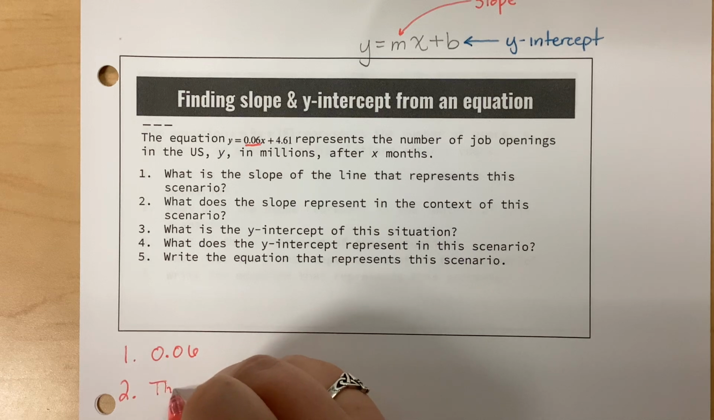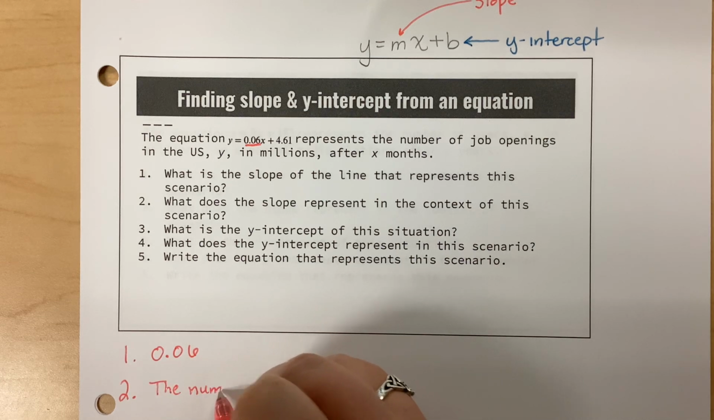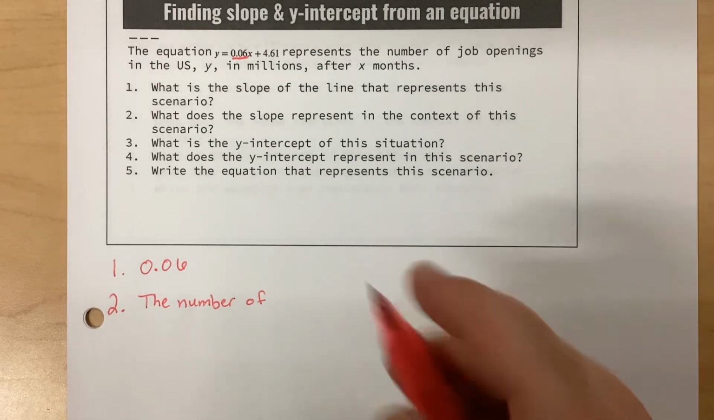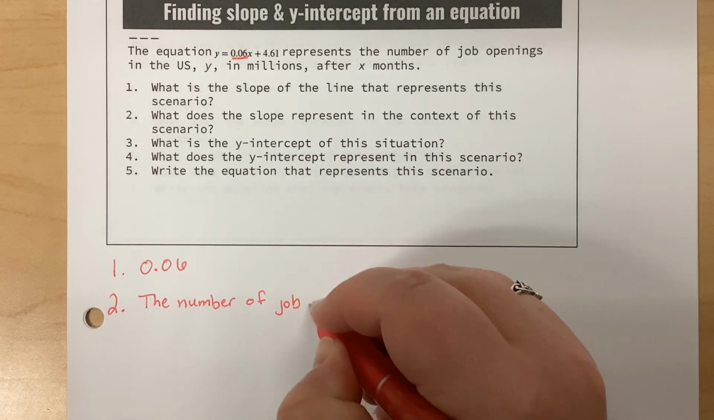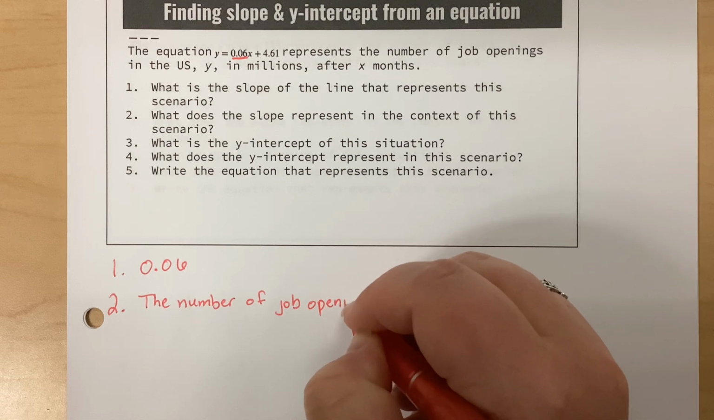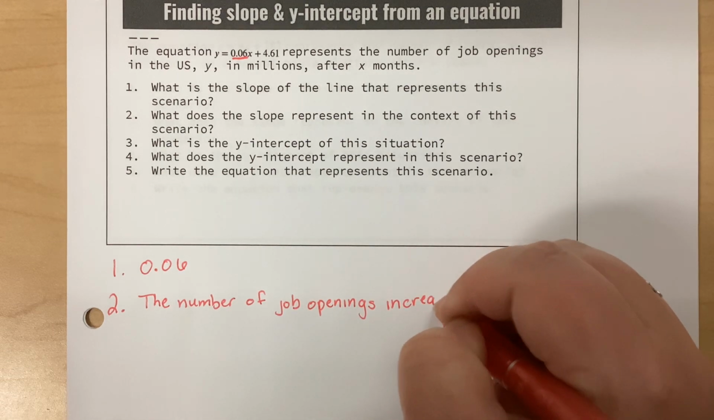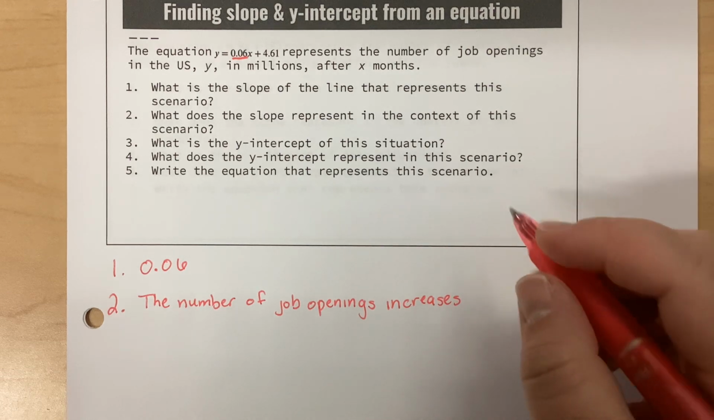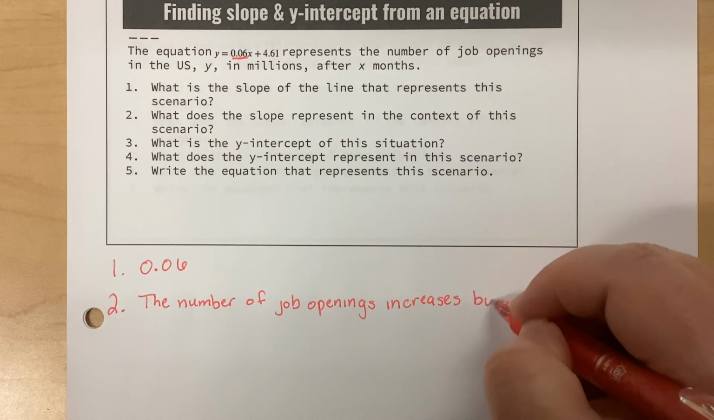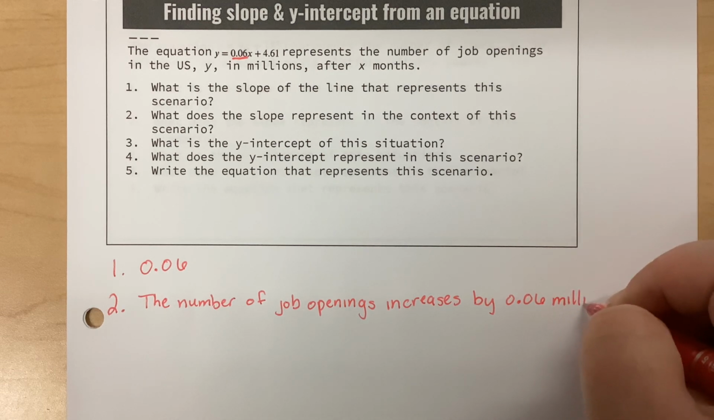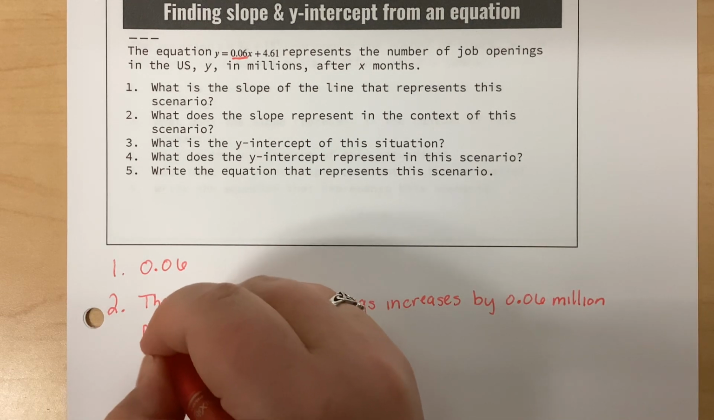So the number of job openings increases by 0.06 million per month.